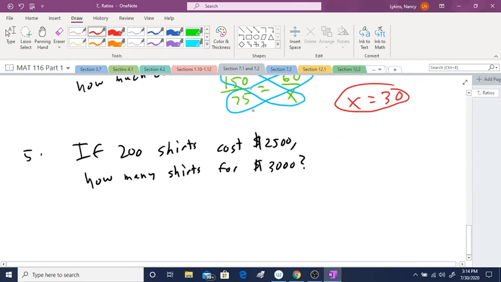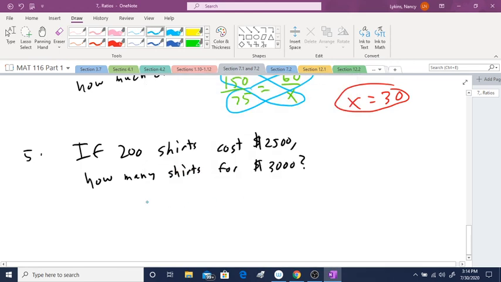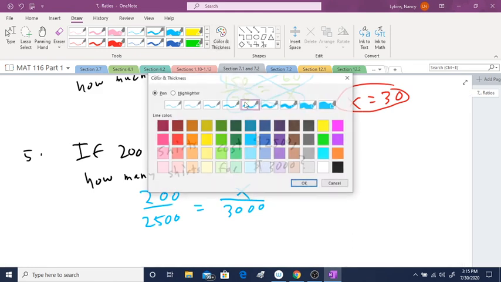Finally, if you have 200 shirts at $2,500, so 200 at 2,500, how much for 3,000? Well, in this case, 3,000 goes on the bottom because that is paired up with the $2,500. We want to find out what x is.